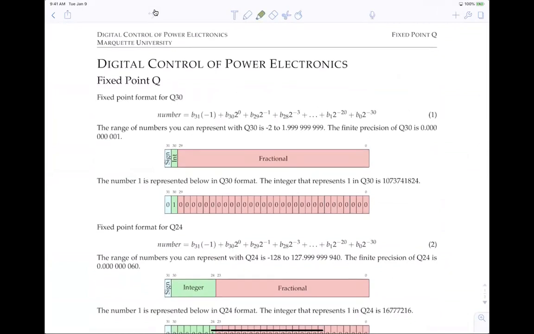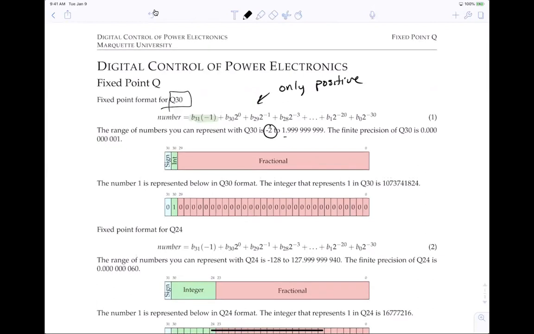So we already know that this is wrong and doesn't work for only positive, so this is still going to be wrong. But anyway, looking at a Q30 number, we have 30 fractional bits and one integer bit. Here's our one integer, and we have one sign bit here in blue, and all the rest are in red. In this case, the largest negative number we can represent is -2, and the largest positive number is 1.999999999. And this doesn't look right. Well, let me check this. The finite precision of Q30 is this, but that looks wrong.